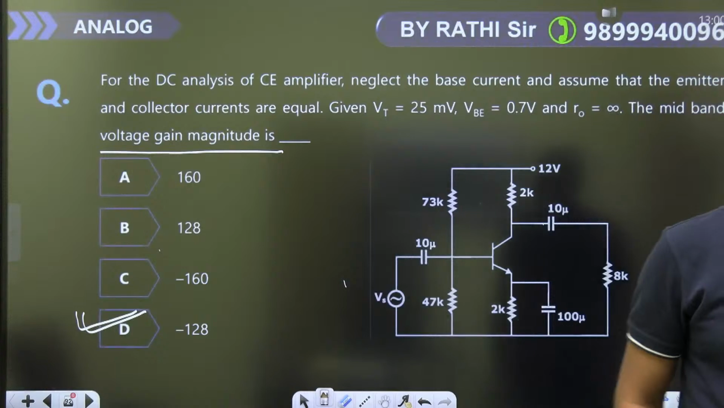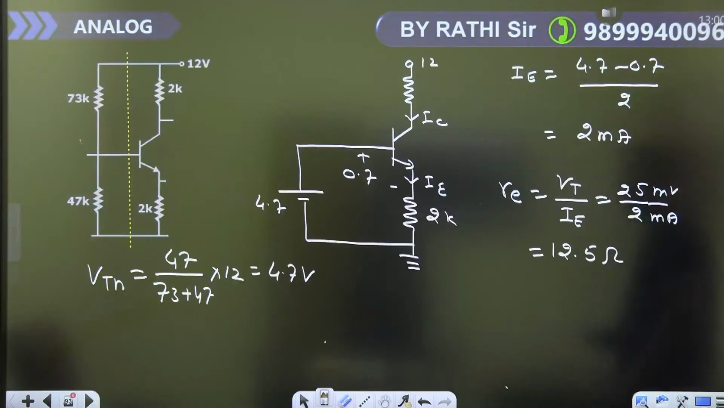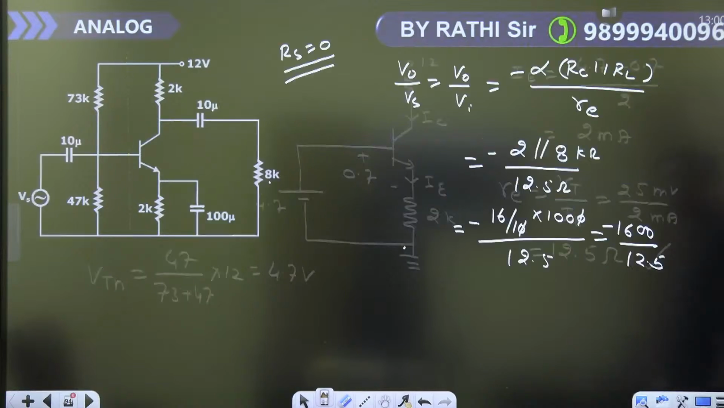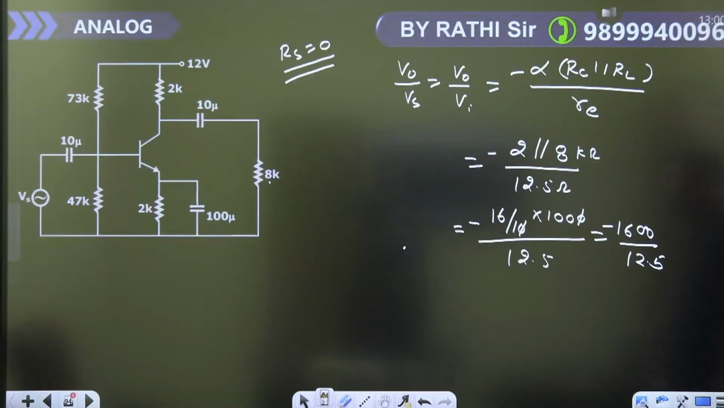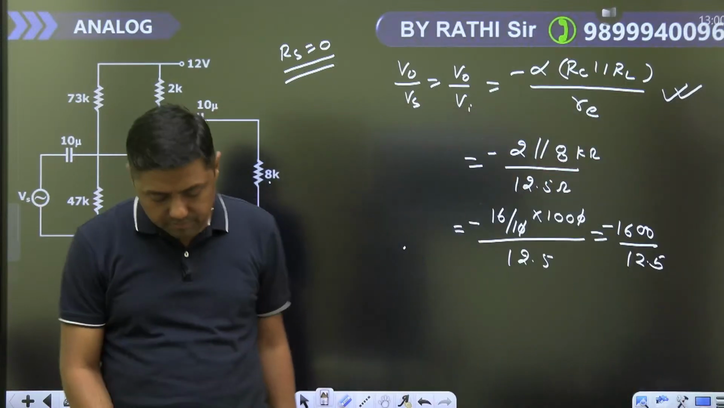Small re. Right, small re from the DC analysis. First of all, do the DC analysis. Thevenin's. All the capacitors will act as open circuit. Then find the RE. Once you have the value of the RE, no need to draw the model again and again. Standard answer. Use this because RS is not given. Directly you can find the answer. And check my calculation also. Okay, that is the answer.